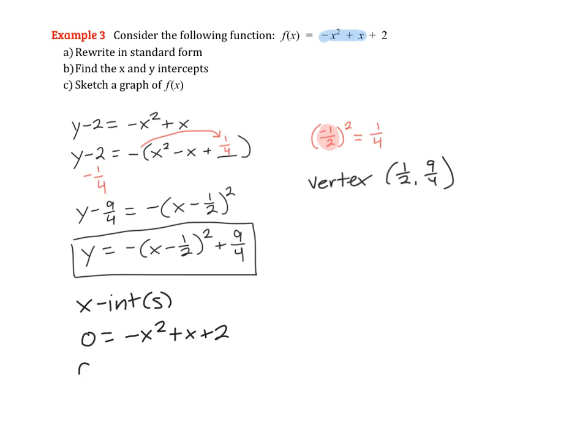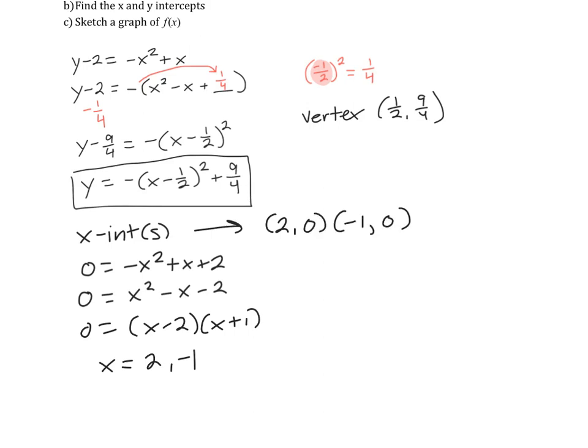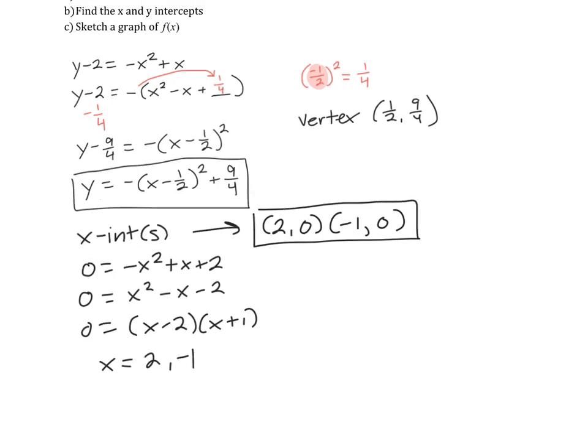So I'm going to start by dividing both sides by -1 so I can factor. And here we get (x - 2)(x + 1) = 0. So that gives us two solutions, positive 2 and -1. So my x-intercepts are (2, 0) and (-1, 0). Remember, the intercepts are coordinates, so make sure you write them as coordinates.